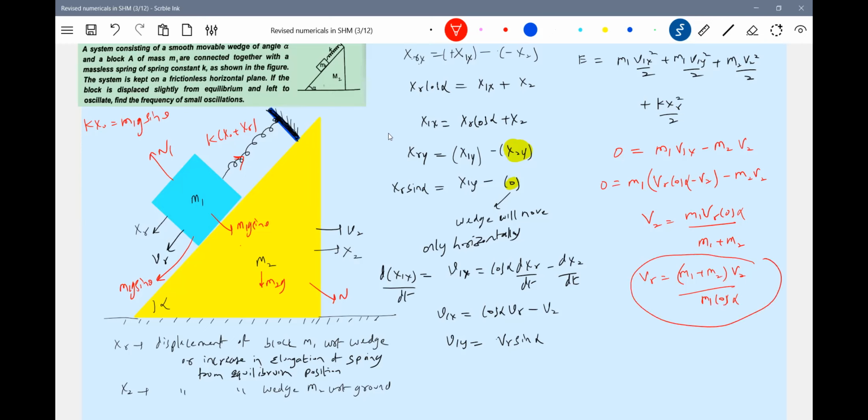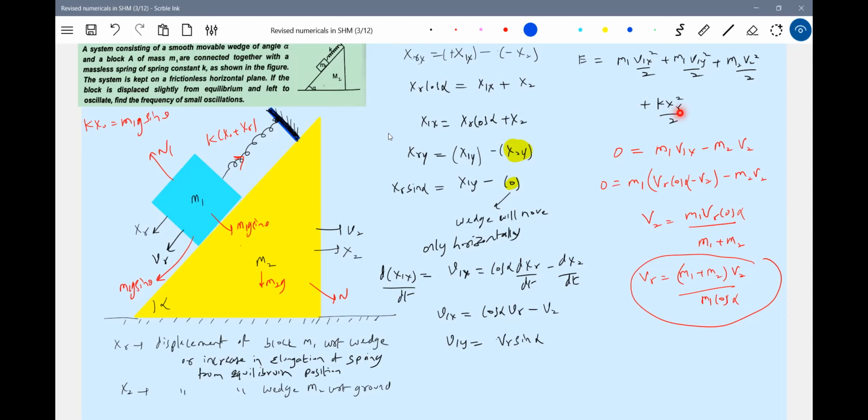Now, what I can do is this: vr I'll substitute here, and I'll get v1x in terms of v2. This vr I'll substitute here, then I'll get v1y in terms of v2. So I brought everything in terms of v2. If I can show that the wedge is executing SHM, it means even the block will execute SHM.